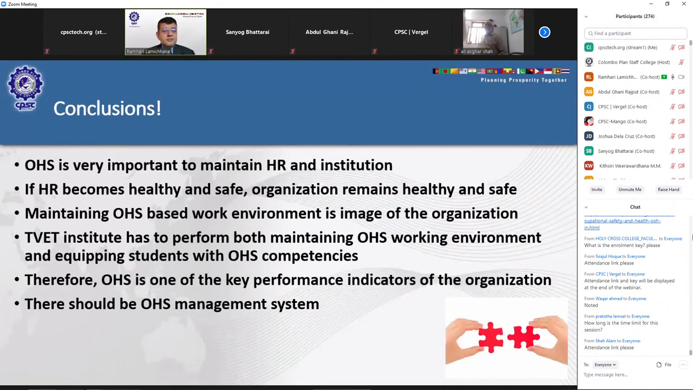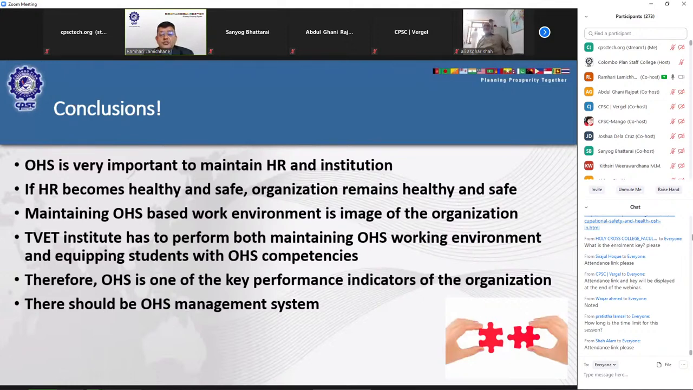So in concluding remarks, based on my presentation, OHS is very important to maintain HR and institutions, to maintain human resource. Work negligence is the main reason for hazards. I already mentioned bullying, negligence, harassment, many things. And lack of competence is also another cause of accidents. That's why maintaining HR and the institution is important. If HR becomes healthy and safe, organizations remain healthy and safe. Maintaining an OHS-based work environment is the image of the organization.